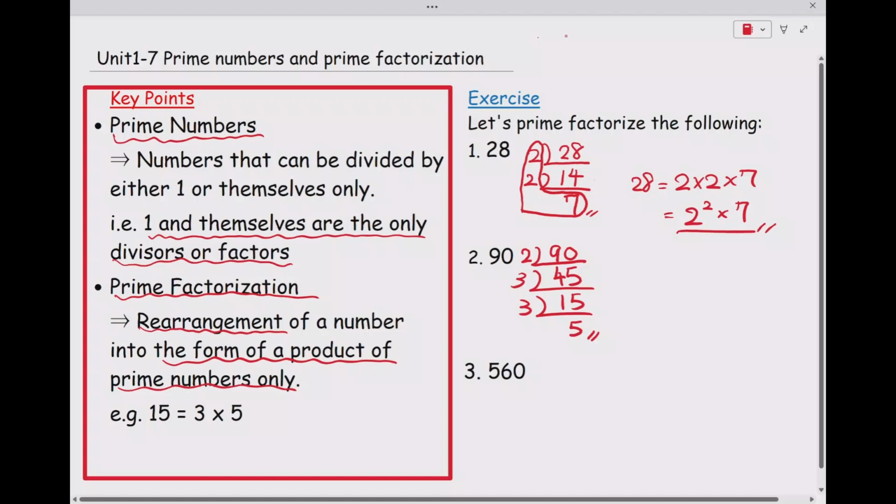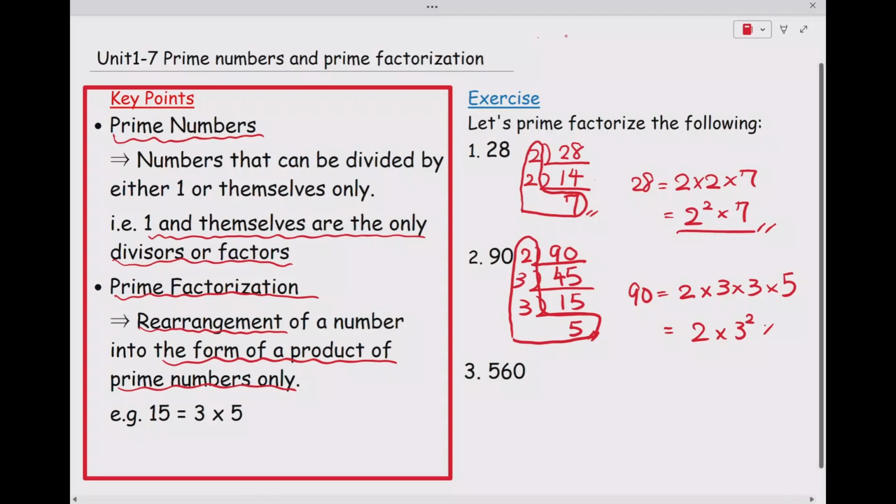Next, circle all the L-shaped numbers like this. And connect all these numbers with multiplication signs. Then, we get 2 times 3 times 3 times 5. In short, 90 equals 2 times 3 to the second power times 5 is the answer.